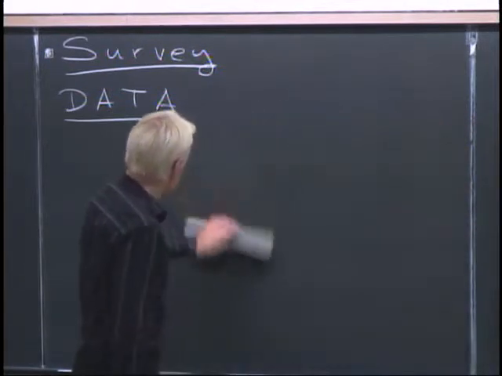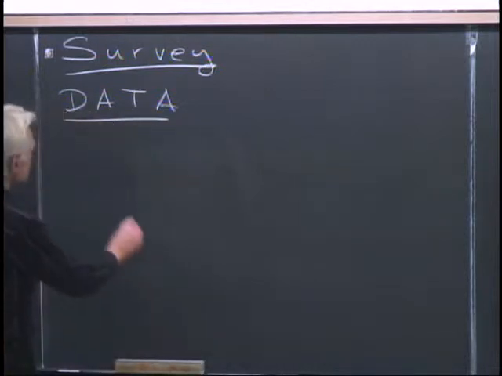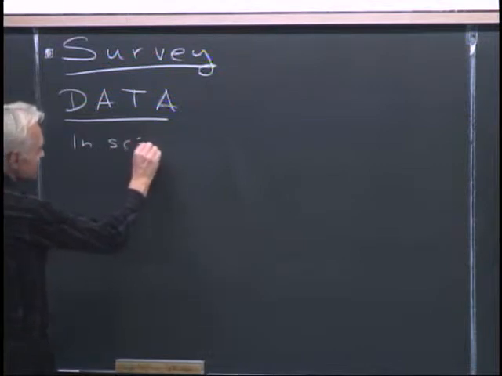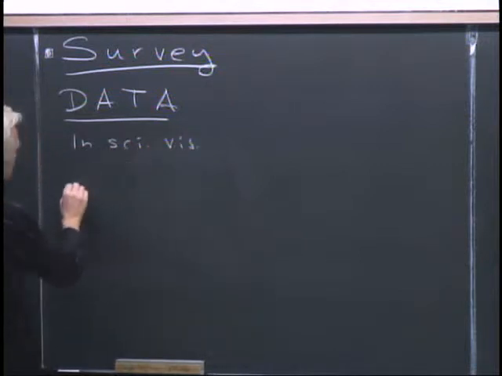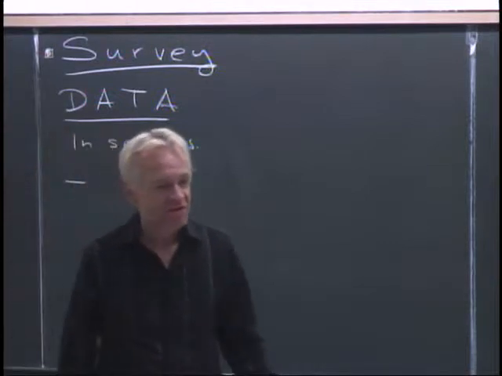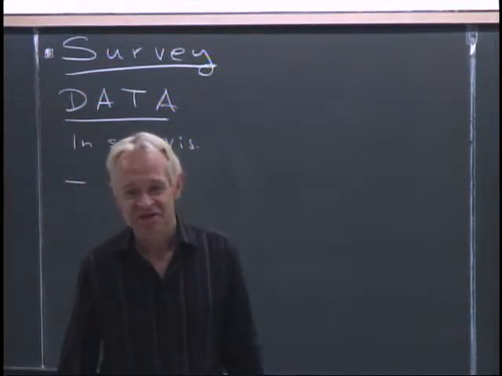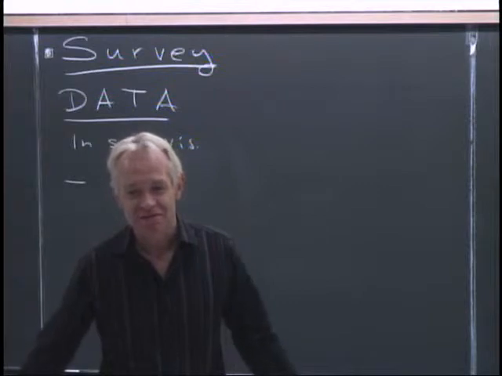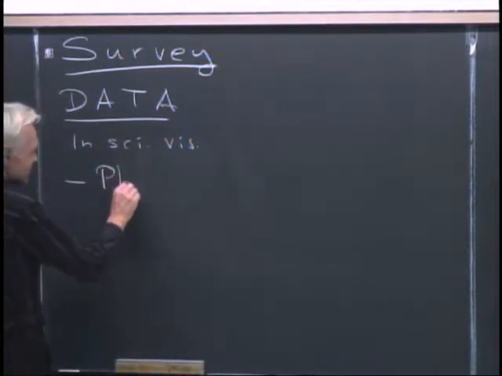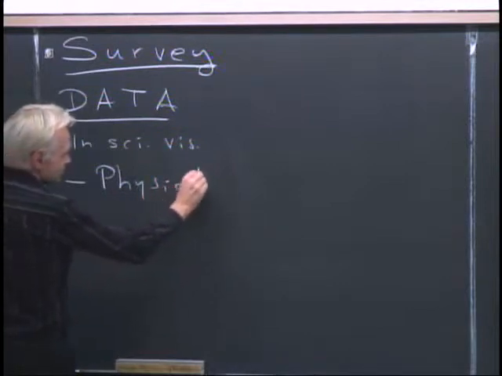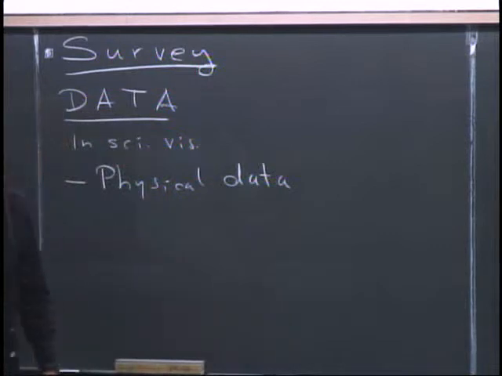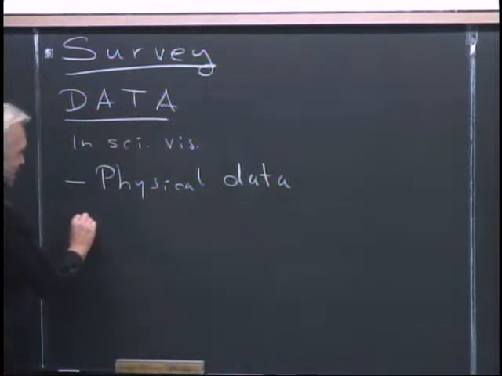So what does this mean in scientific visualization, to be concrete, right? In SciViz, what do we have? What are the typical things that we operate on? One-dimensional things, two-dimensional things, three-dimensional things, four-dimensional things, right? That's it? Physical data, right? There's physical data. Physical data, right? What else is there? There is abstract data.